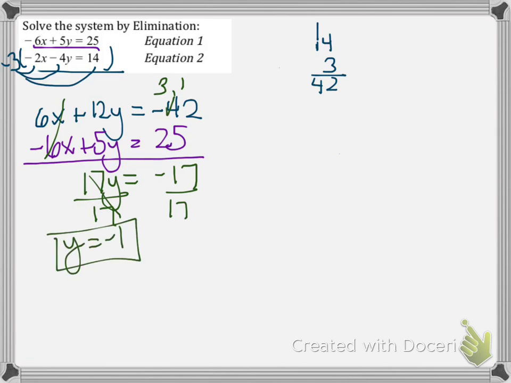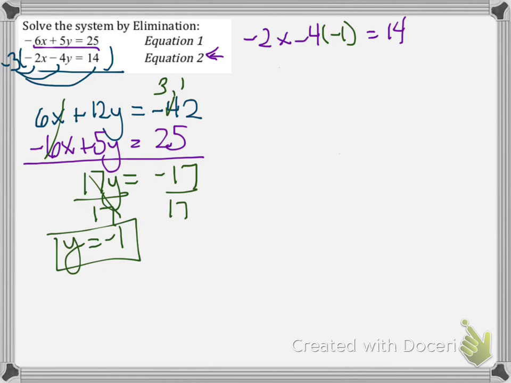Just like the other day, once we solve for one of the variables, we plug it into one of the equations in order to solve for the other variable. So y equals negative 1, and you can plug it into one of the original equations. I try to find the one that has the smaller terms, just so there are smaller numbers to deal with. So I'll plug it into equation 2: negative 2x minus 4 times negative 1 equals 14.